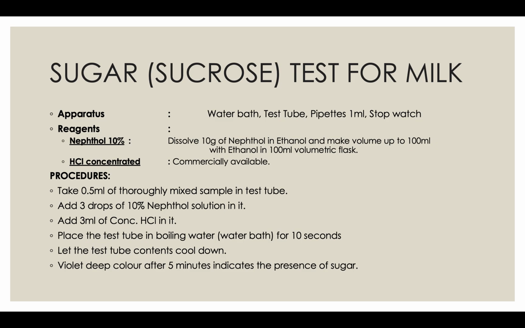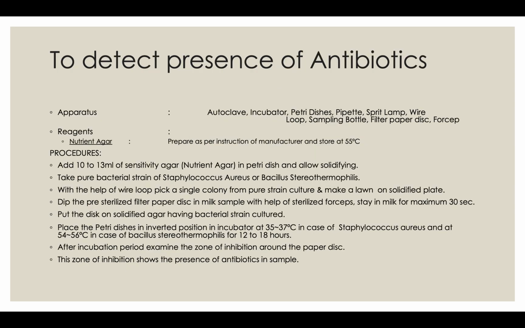To perform this test, first take 0.5 ml of a thoroughly mixed sample, then add 2 to 3 drops of 10% naphthol solution to it, then add 3 ml of concentrated hydrochloric acid. Place the test tube in boiling water for 10 seconds and let the test tube contents cool down. If a deep violet color appears after 5 minutes, this indicates the presence of sugar in it.